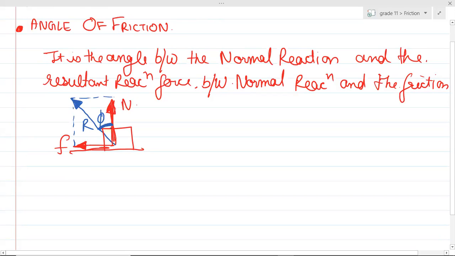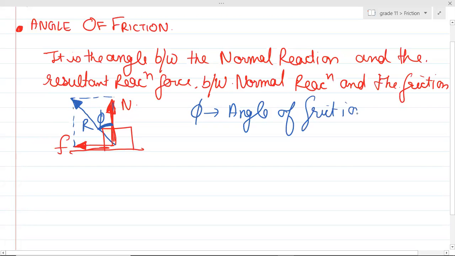So basically, this angle is called the angle of friction. Can you see it is the angle between the normal reaction and the resultant of friction and normal reaction? Is this clear, guys? Yes, sir. It's just a definition, nothing else. Sir, how will we calculate this thing?